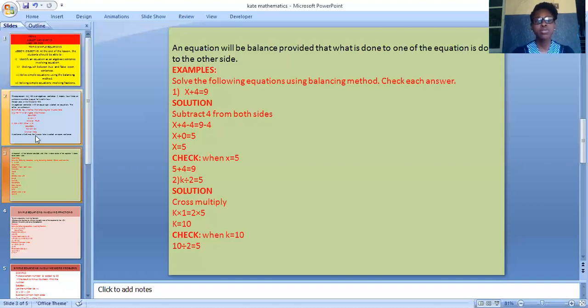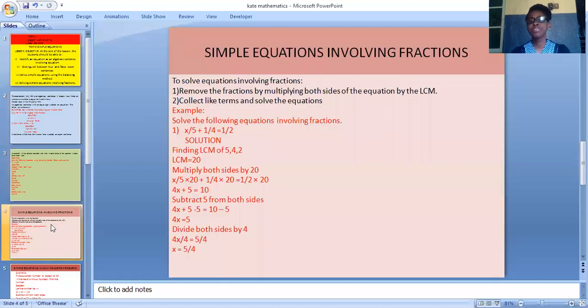So we'll go to the next one, simple equations involving fractions. Examples of fractions are 2 over 5, 3 over 4, 20 over 100, 100 over 5. Those are what? Fractions. To solve equations involving fractions, there are some steps we must follow.